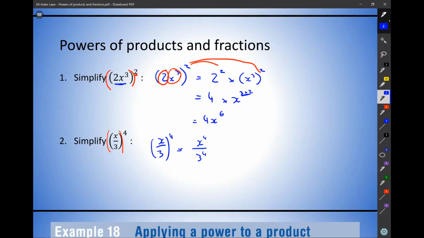And that is actually as simple as we can make it. Because we don't have the same base, we're not able to subtract the indices. All we can do is make it x to the 4 over 81, which is 3 to the power of 4.